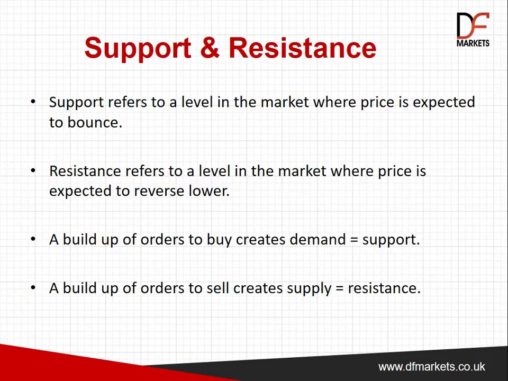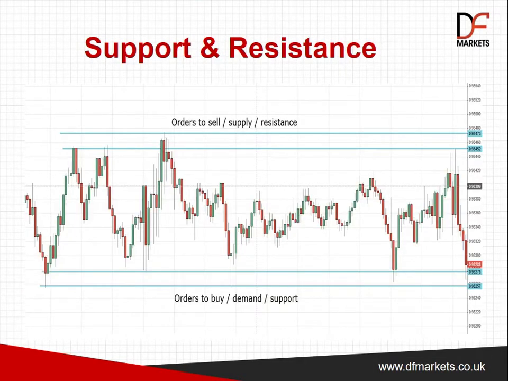A build-up of orders to buy, known as demand, creates support, and a build-up of orders to sell, known as supply, creates resistance. The image shows an example of support and resistance in the market. You can see that support is essentially a level where we can join up a series of price lows. We know from how price has bounced at this level in the past that there has been strong demand there, and so we can anticipate that if price trades down to that level again, it will continue to act as support.